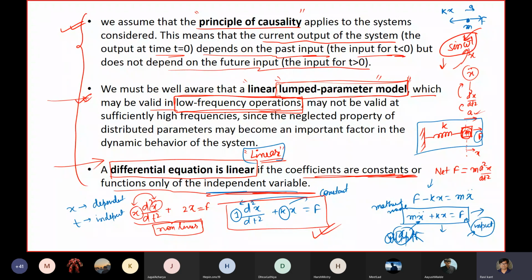What it tells us is quite trivial to understand. I am going to push this particular mass with some input at, let's suppose, t equal to 0, and then I would talk about the displacement of this particular mass at t greater than zero, not the previous time steps. So this is trivial also. There is nothing more to say, but yes, we will stick to the principle of causality as well.